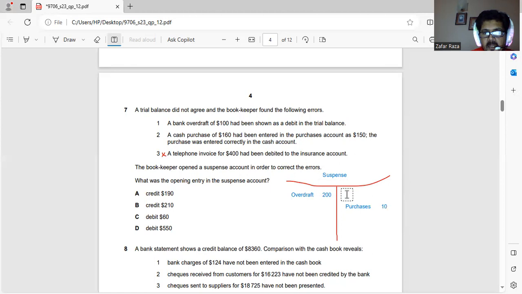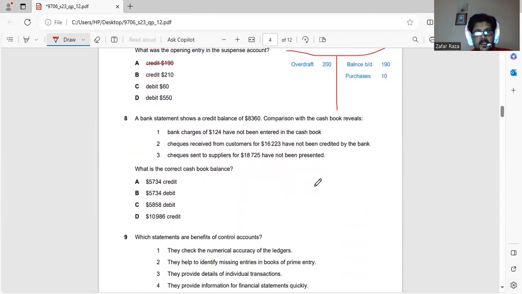Okay. So it means here, if we have an opening balance brought down of suspense, it must be how much? $190. So A option is going to be the answer. Getting my point clear? So our answer is A option.